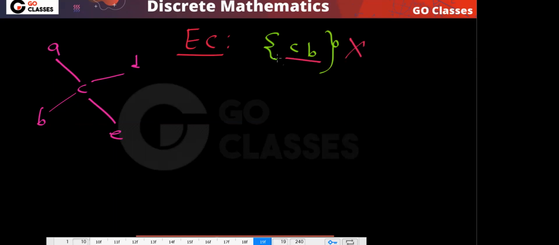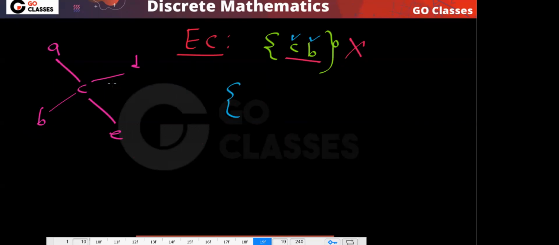Which vertices is this covering? This is covering only C comma B. These two vertices are covered, but the remaining vertices are not covered. Okay. Now, next, tell me one thing. What do you think? Minimum how many edges we need to cover all the vertices? Remember, one edge will cover how many vertices?